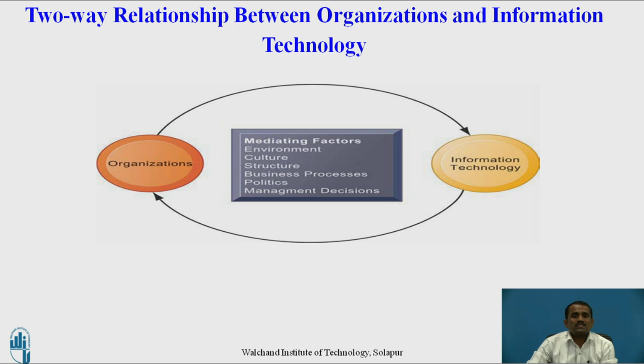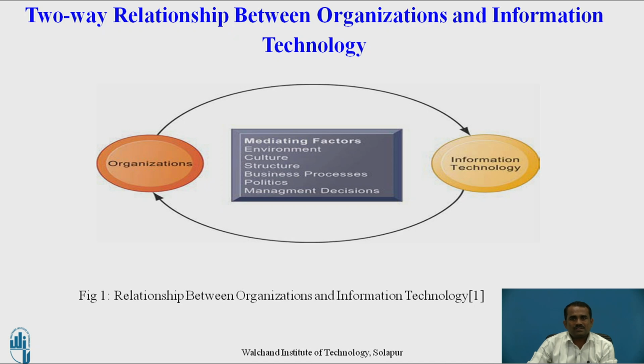Next, what is the relationship between organizations and information technology? Just now we discussed that we have to know what different components are required. This diagram indicates a two-way relationship between organizations and information technology. In the diagram, first is the organization, with its rules, the components required, and the type of environment we have to use. It is directly linked to the information technology.